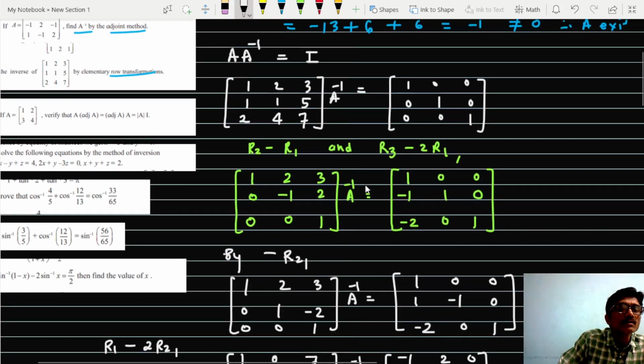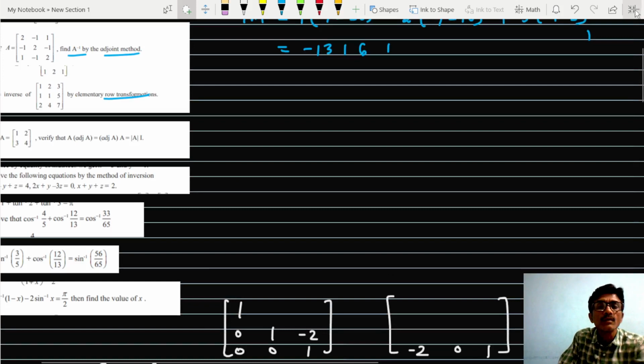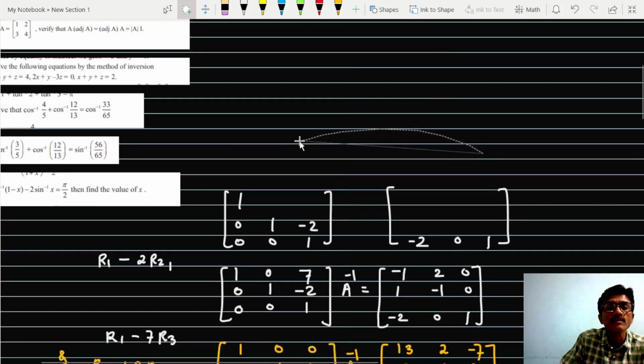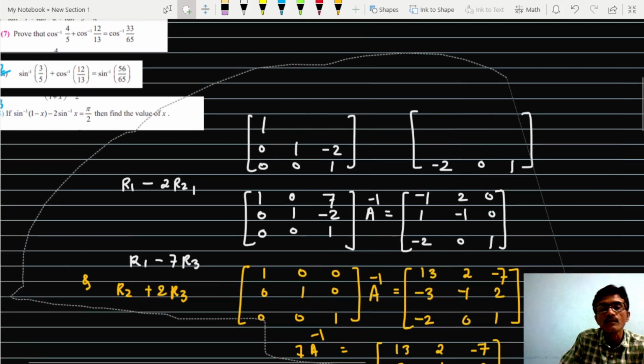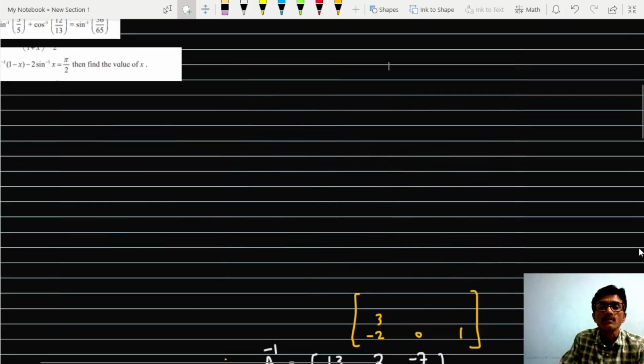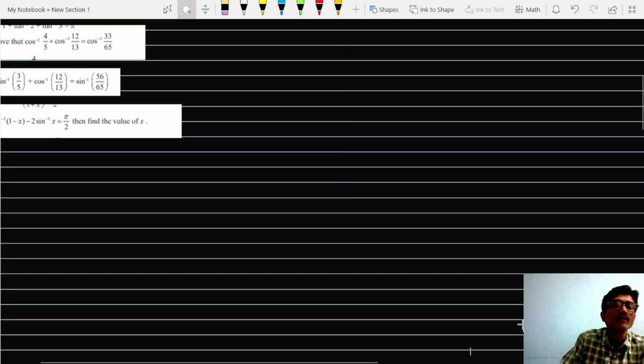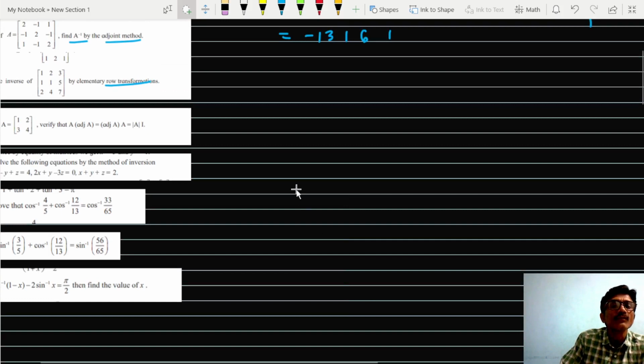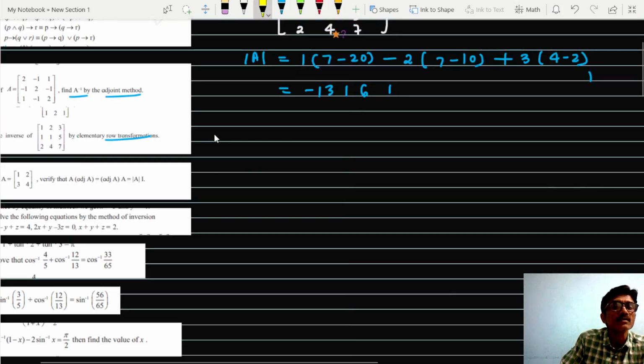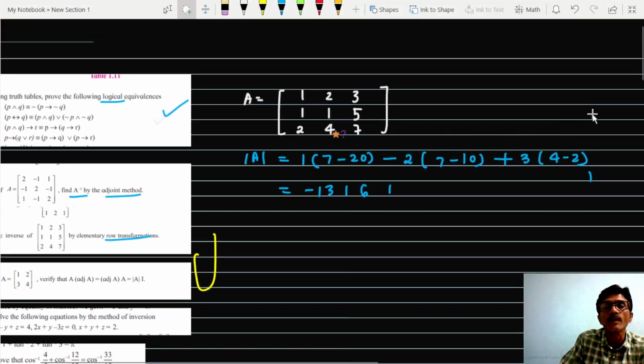Then next question is, here A is a matrix 1 2 3 4. Verify A into adjoint of A is equal to adjoint of A into A, and that is equal to determinant of A into identity matrix. So next question is, you have to verify A into adjoint of A is equal to adjoint of A into A is equal to what? Determinant of A into I, identity matrix.